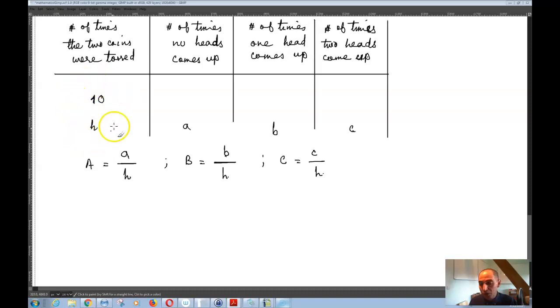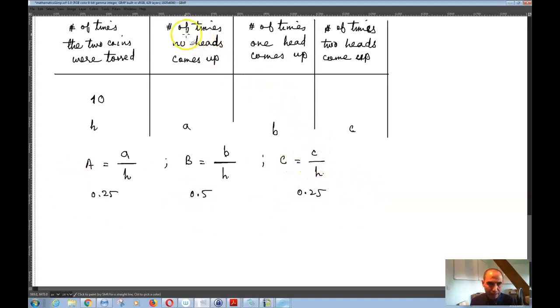Now, in the book, it's been told to us that the more that you increase the number of coin tosses, the values of A, B, and C get closer and closer to 0.25, and there is a reason for that.